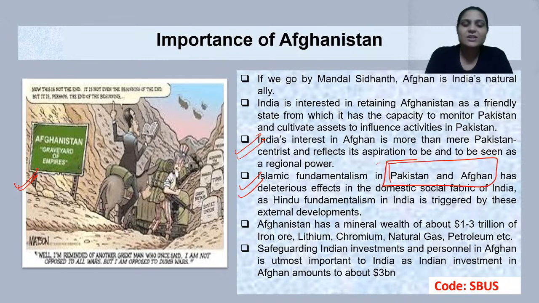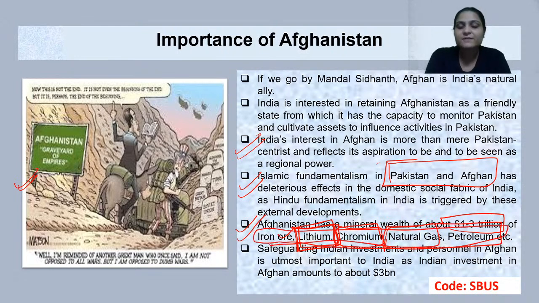Additionally, as I had already told you, Afghanistan has a mineral wealth of about $1 to $2 trillion: iron ore, lithium, which is a very rare metal and very important for electronics, chromium, very important for steel, natural gas and petroleum. So it's a storehouse of minerals. It's a very, very wealthy storehouse of minerals.